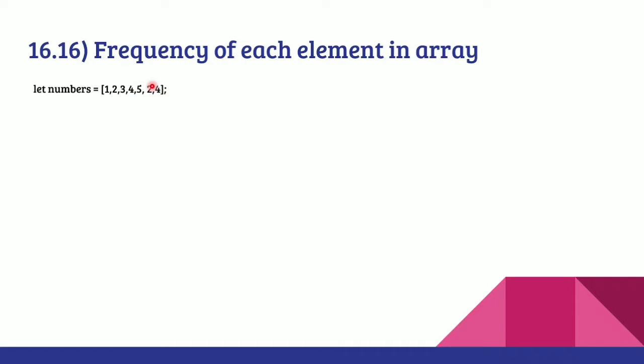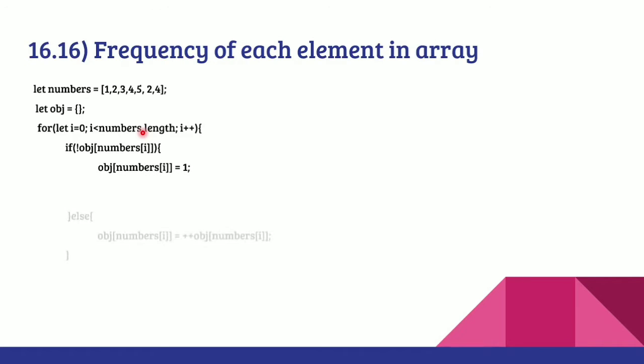So at the end we should get a result which says 1 colon 1, 2 colon 2, 3 colon 1, 4 colon 2, something like that. The element along with its frequency we want now. So let's see how we can achieve that. As we already know, an object contains unique keys. So we can make use of that particular concept and get the desired output.